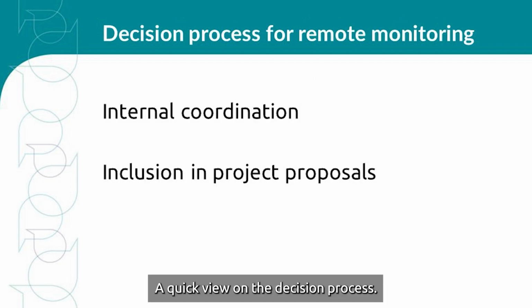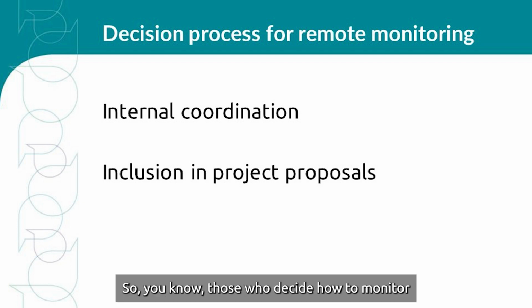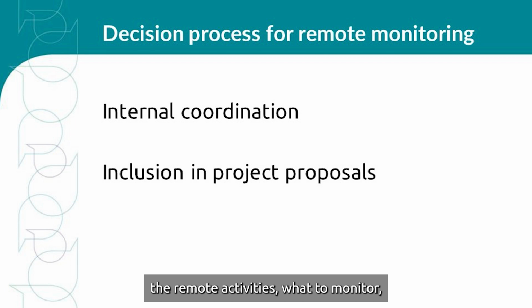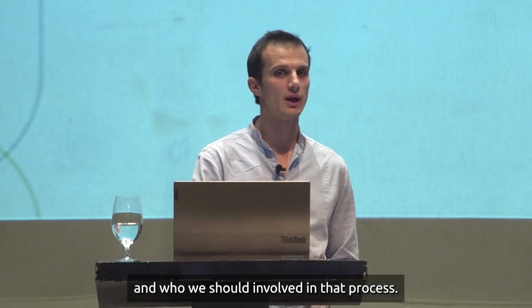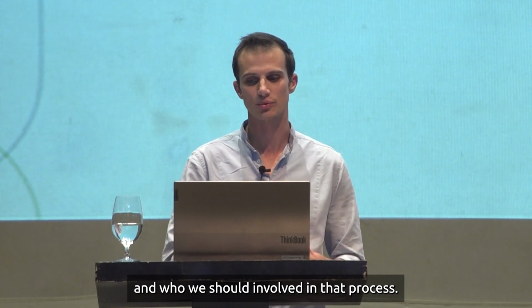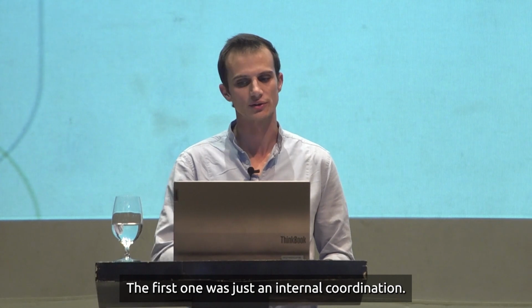A quick view on the decision process. It was a very easy process. In order to decide how to monitor the remote activities, what to monitor, what we should focus on, and who we should involve in that process, we used to have two mechanisms. The first one was just an internal coordination.